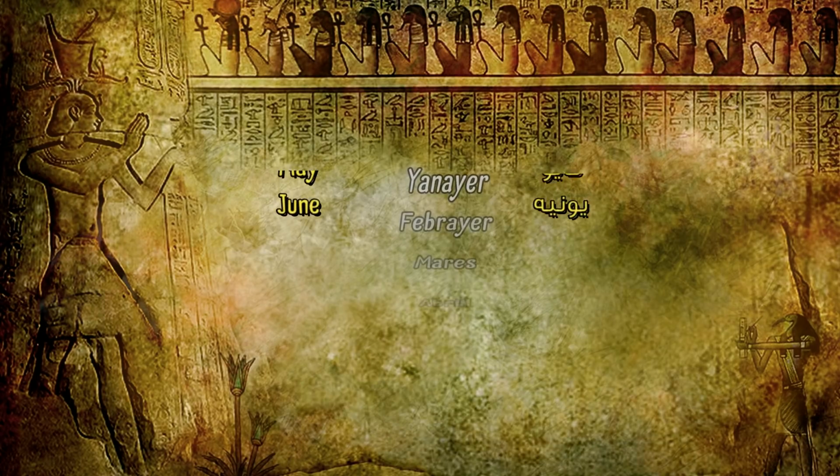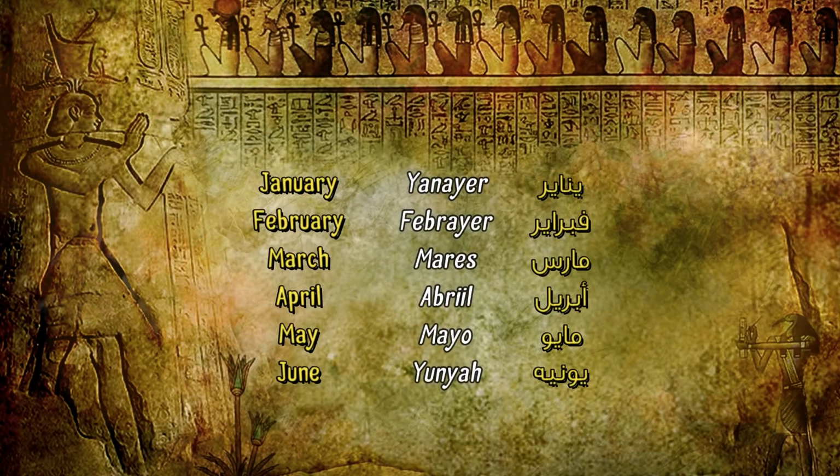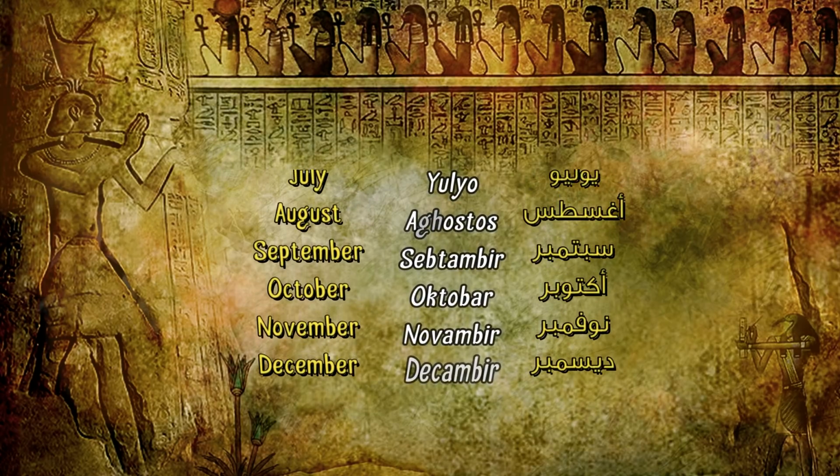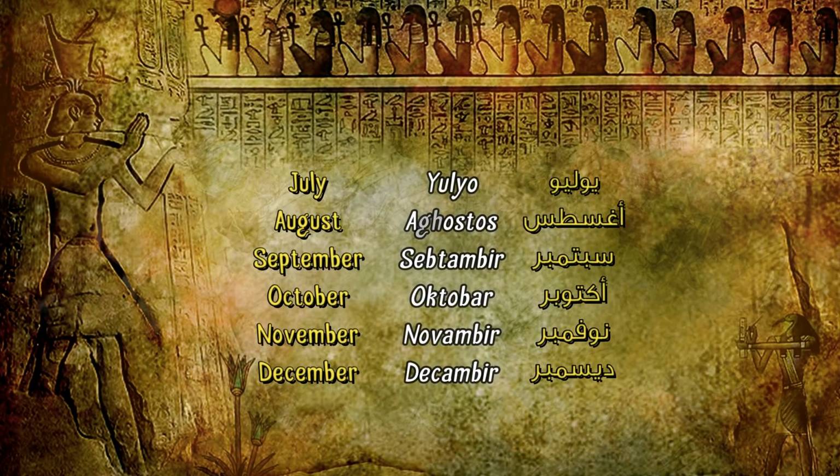So let's see if you still remember or not. يناير، فبراير، مارس، إبريل، مايو، يونيو، يوليو، أغسطس، سبتمبر، أكتوبر، نوفمبر، ديسمبر.